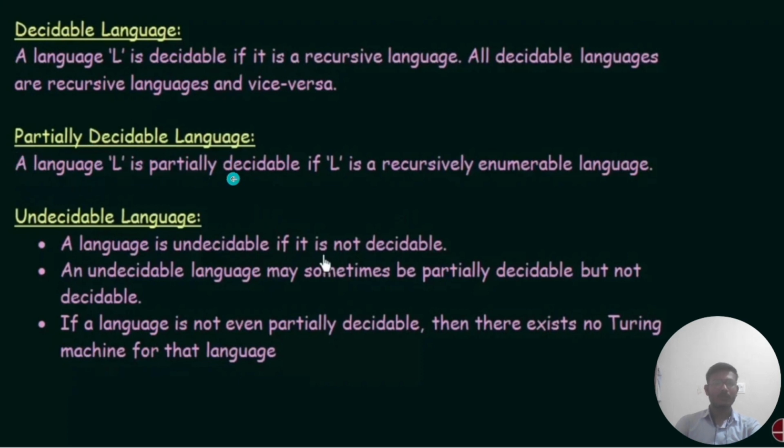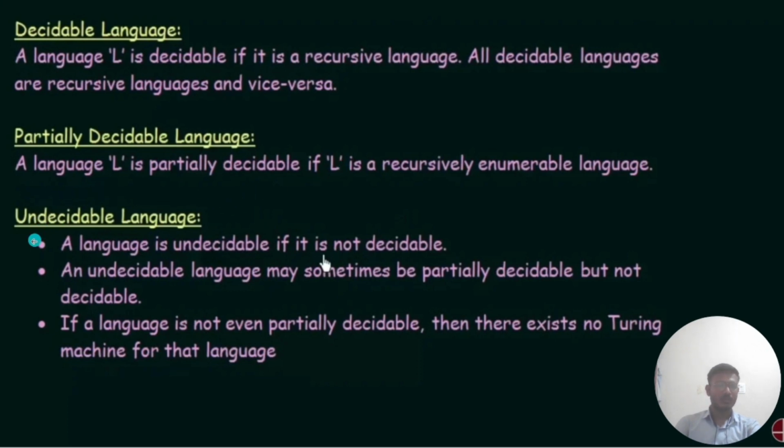So, let's see what is a partially decidable language. A language L is partially decidable if L is a recursively enumerable language. So, what is a recursively enumerable language? It is a language in which the Turing machine may or may not halt on a string. So, what is the difference between decidable language and partially decidable language? The main difference is that in a decidable language, for both cases, either it accepts the string or rejects the string, the Turing machine halts for both cases. But in a partially decidable language, it may or may not halt. This is the main difference between the decidable language and partially decidable language.